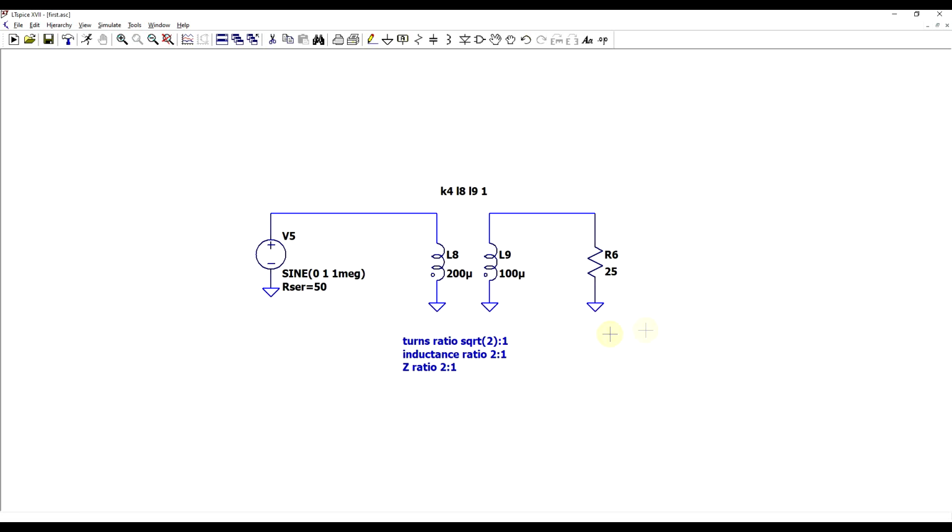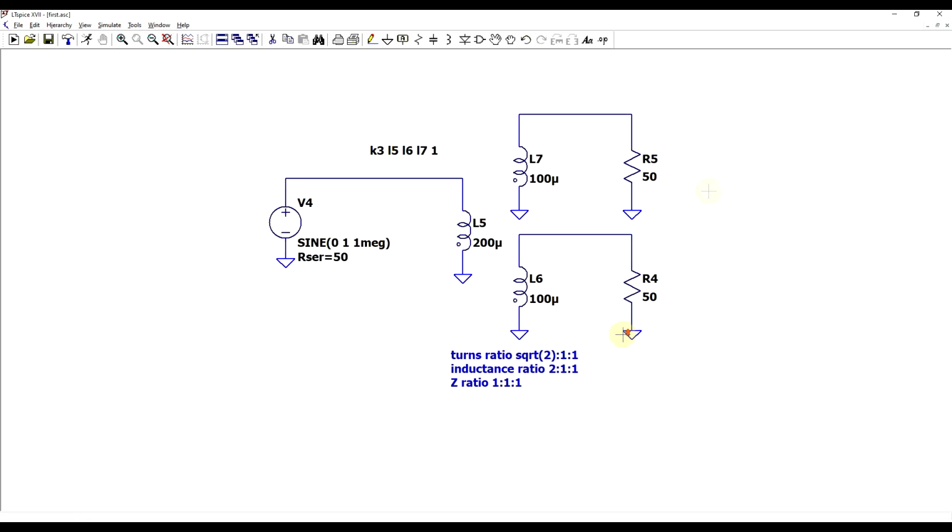And rather than driving a single 25 ohm load, we want to drive two 50 ohm loads. So the two loads in parallel correspond to 25. Well, we can achieve this using this setup. So we have a transformer with 3 windings that have the same inductances as before, so 200 on the primary and a couple of 100s on the secondary, but this time we have two 50 ohm loads.